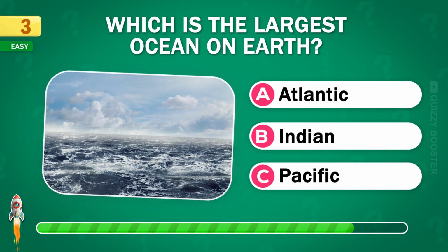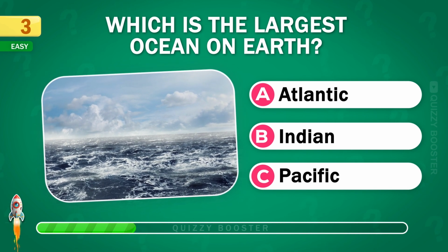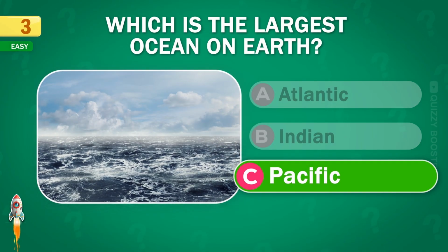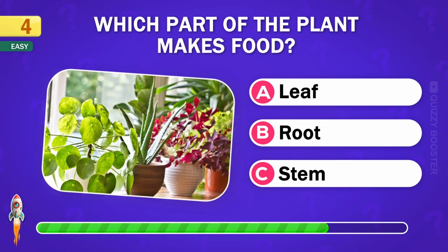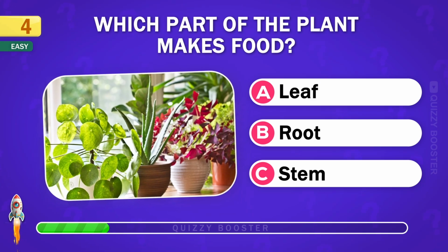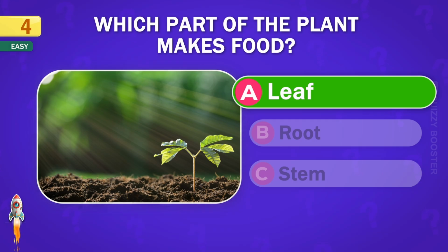Which is the largest ocean on Earth? The answer is Pacific Ocean, the biggest and deepest ocean. Which part of the plant makes food? Leaf. Performs photosynthesis to produce food.